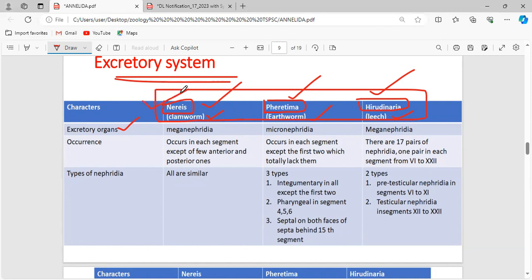In the match-the-following question, you have to name the common names. You have to remember the common name. Nereis means clamworm, Pheretima is earthworm, and Hirudinaria is leech.